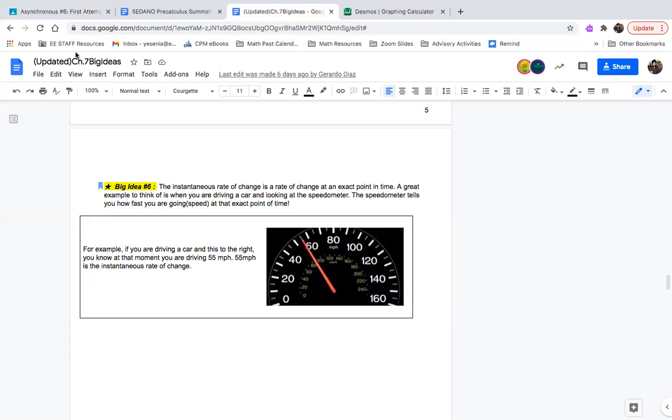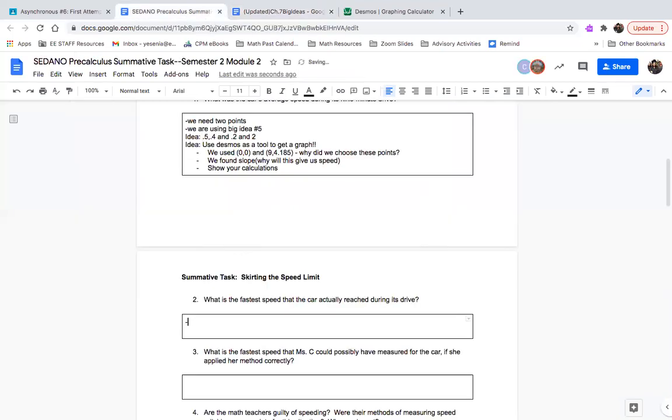So that's why we got to use this big idea to determine whether or not the teachers at any point in their drive were speeding. So I'm going to just make a little note here. First off, big idea number 6, instant rate of change represents finding the speed at an exact point in time. And that's why we need this, because we got to figure out within their drive, did they ever speed?